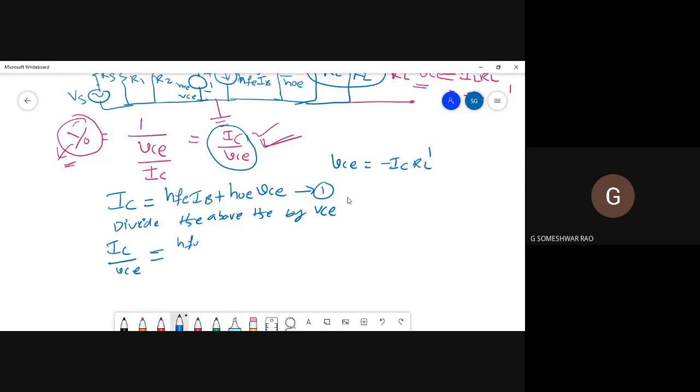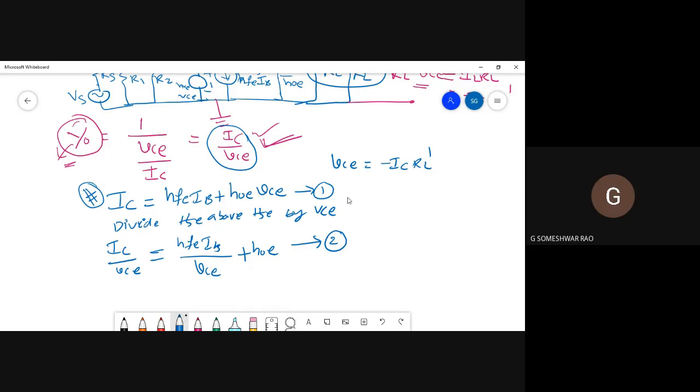So HFE into IB divided by VCE. So V suffix CE, sir. Okay, we are supposed to write V suffix CE. We are supposed to write here HFE into IB by V suffix CE plus HOE. Give some equation number to this one. This is the second equation. I hope everybody is following, sir. This is not at all new to you. This was the equation which we wrote in the last class. Is it okay?